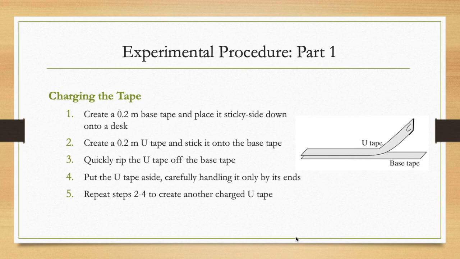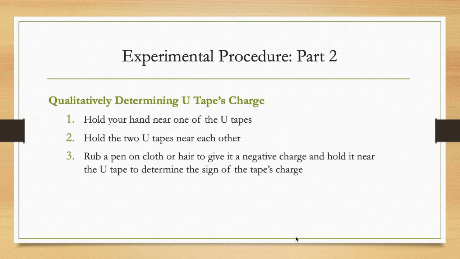I ensured that there was no charge transfer from the tape by putting it aside carefully and handling it only by its ends. So this next part focused on quantitatively determining the U tape's charge. To determine if the tape was charged properly to begin with, I made sure that the U-tapes were attracted to my hand, and then I could determine whether the charges on the U-tape were like or opposite, and because they repelled each other, they had the same sign charge.